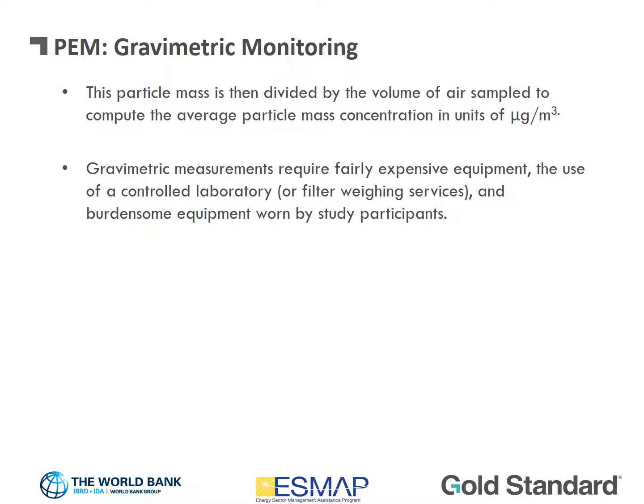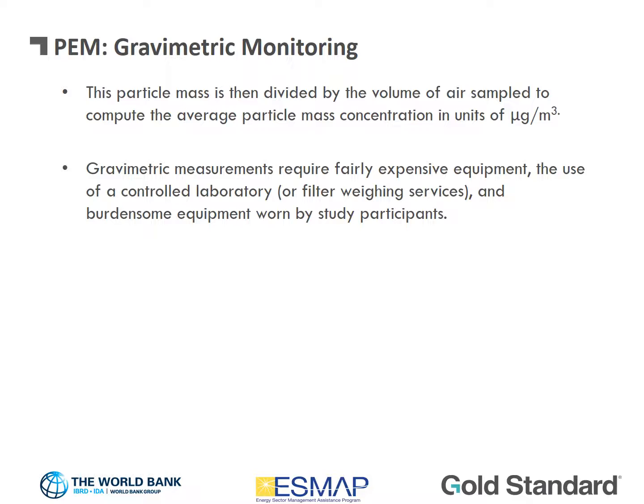The particle mass is then divided by the total volume of air sampled, and the volume is known because you have a very precisely set flow rate in terms of volume per unit time, and then you time the sample so you can calculate the total volume of air that passes through the filter. And the particle mass over the volume of air yields the particle mass concentration in units of micrograms per meter cubed, and that's the average over the entire sample period.